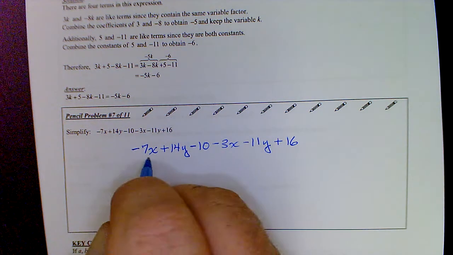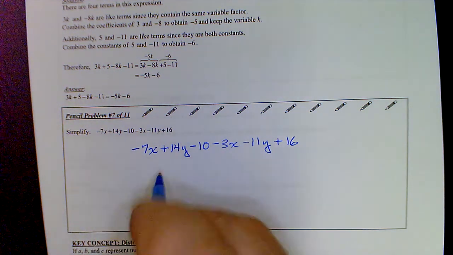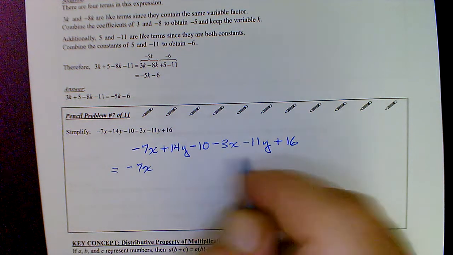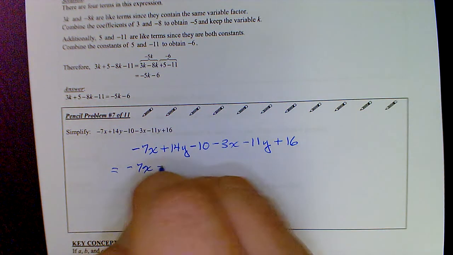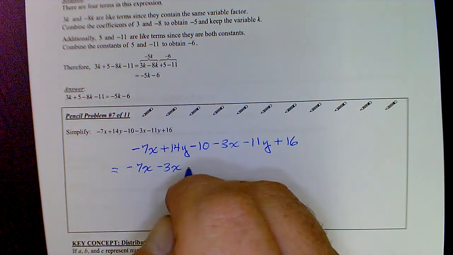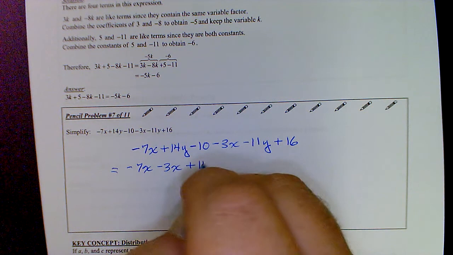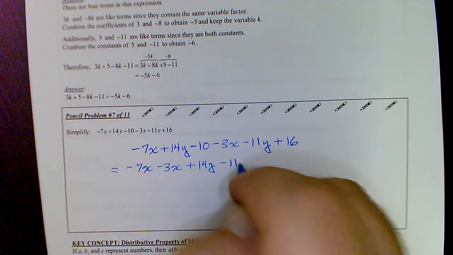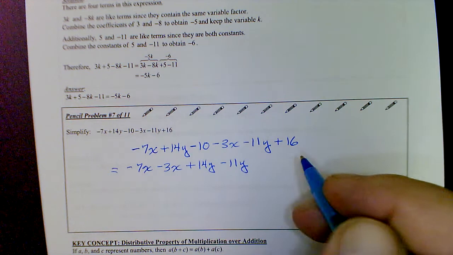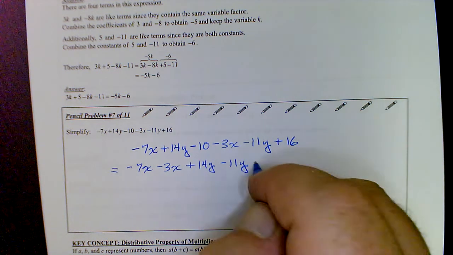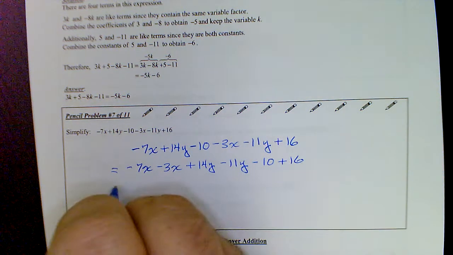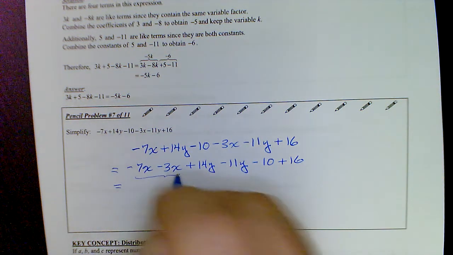Grouping common things together, we would have the negative 7x. I see a negative 3x that I'm going to move over with the negative 7x. Take care of the y's next, plus 14y minus 11y. And then we've got the numbers or the constant terms, negative 10 plus 16. And now we can combine these efficiently.